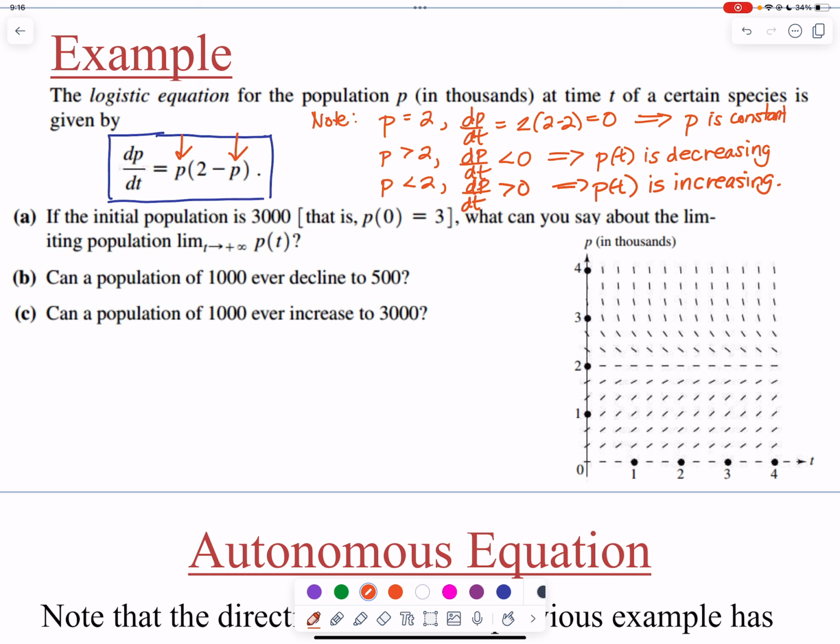Now, keep in mind that this solution here is P equal to 2, and that's where dP/dt is equal to 0. And here, if we have a population of, let's say, 3.5, that P of t is going to be decreasing. Of course, we can't cross P equal to 2. And let's say we started here with a P less than 2, we will be increasing, okay?